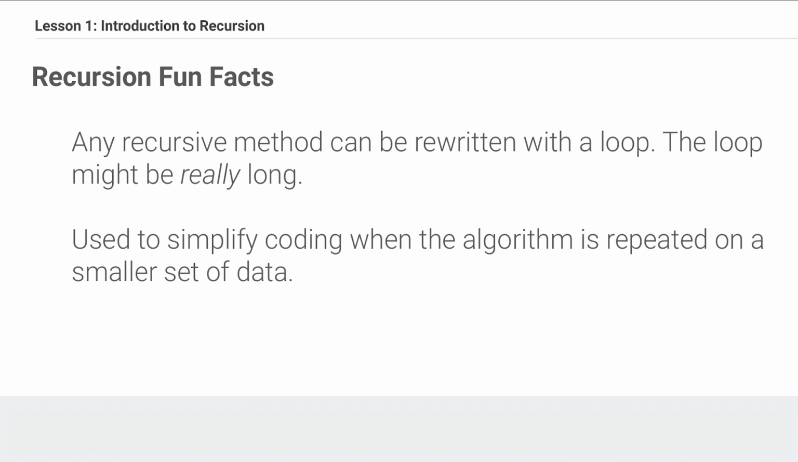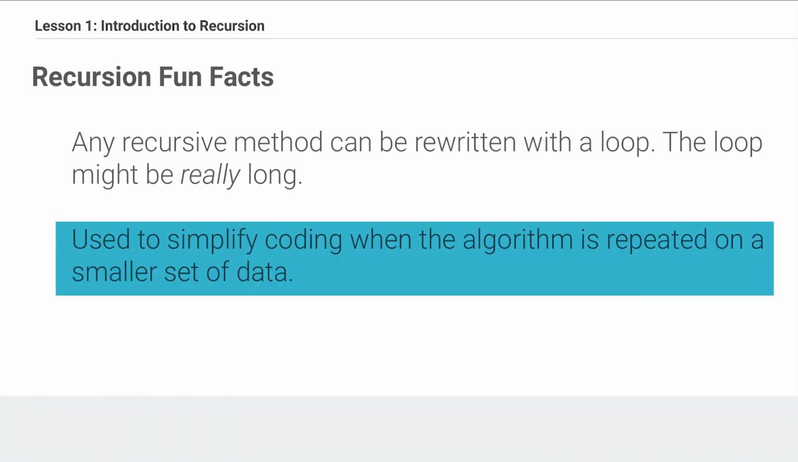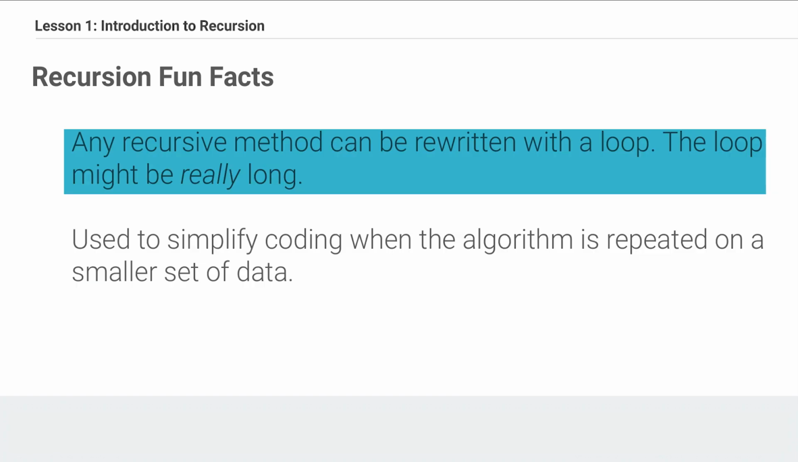Recursion is basically a shortcut. It's used when you want to simplify a really complicated algorithm, and that algorithm can be repeated on smaller and smaller sets of data that are similar. So for instance, when we started with 6 and then 4 and then 2, we had a very easy pattern that we were following. And any recursive method can be rewritten as a loop, just sometimes those loops are going to be really long and almost impossible to actually type out in code.